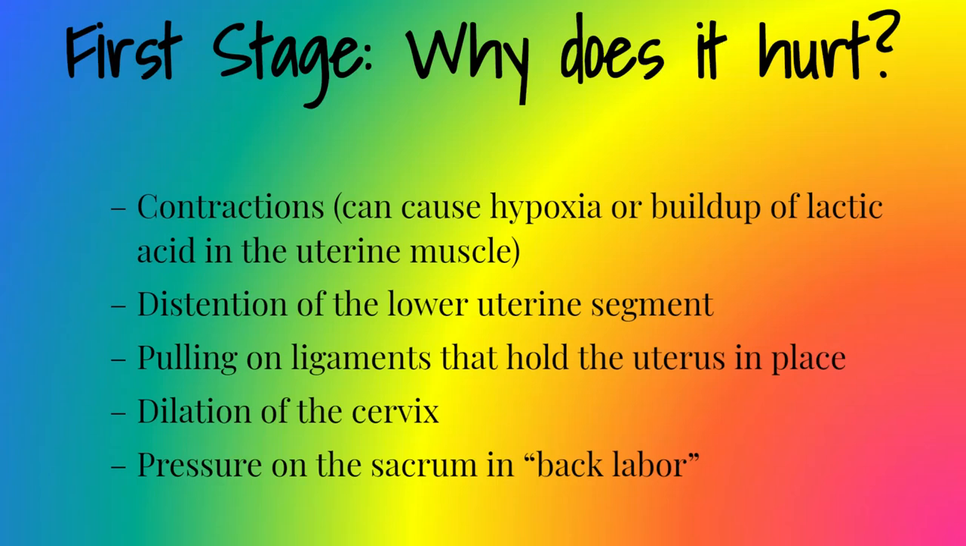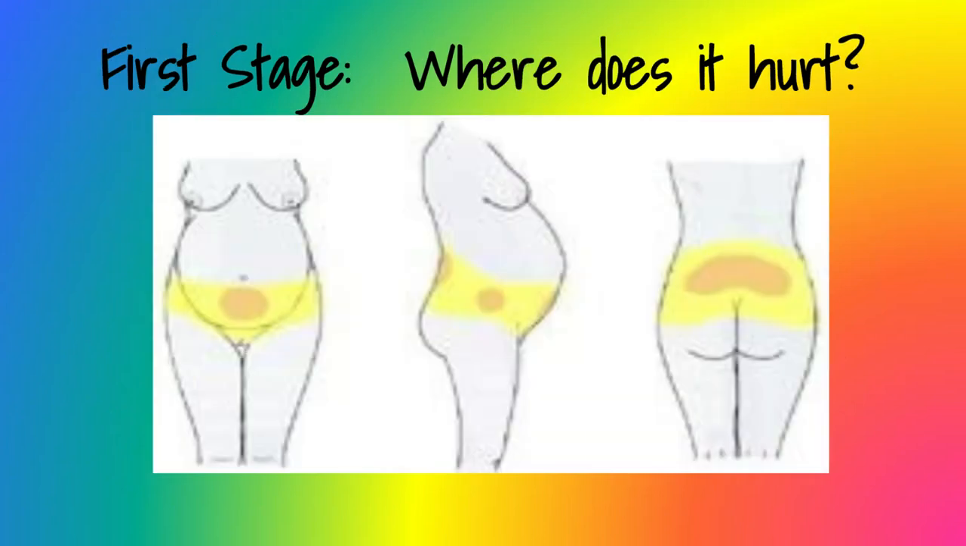And then we have distension of the lower uterine segment as the baby descends into the lower part of the uterus. As the uterus contracts, it causes pulling on the ligaments that hold the uterus in place. And then finally, the dilation of the cervix itself will cause pain at the cervix. And then pressure on the sacrum when we have back labor, and the hard part of the baby's head is sort of pressing against mom's sacrum. So that's why it hurts, and that's where it hurts.